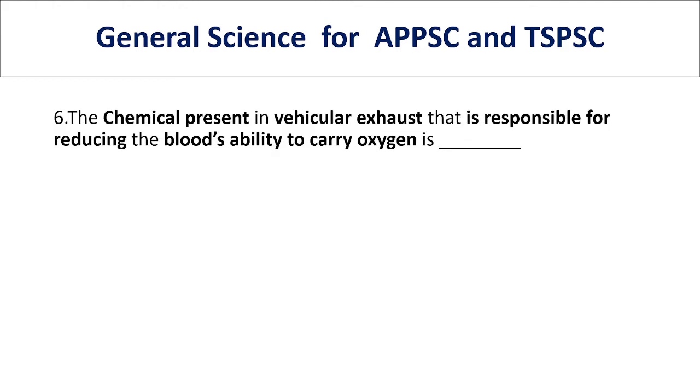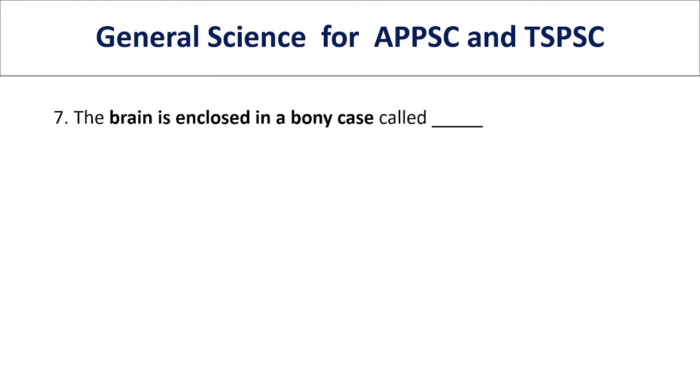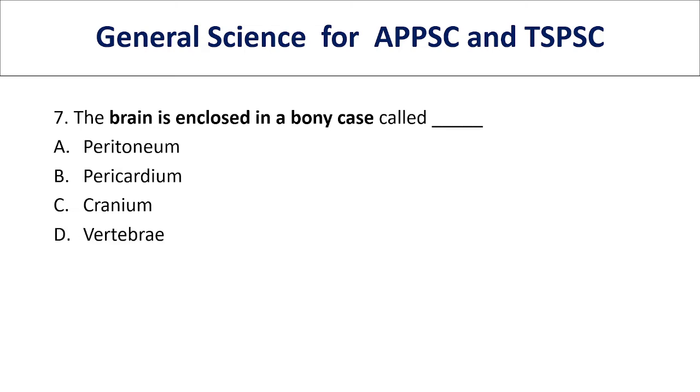The chemical present in vehicular exhaust that is responsible for reducing the blood's ability to carry oxygen is, and the options are carbon monoxide, sulfur dioxide, carbon dioxide and nitrous oxide. And the answer is carbon monoxide. This is responsible for reducing the blood's ability to carry oxygen. The brain is enclosed in a bony case called, and the options are peritoneum, pericardium, cranium and vertebrae. And the answer is cranium.